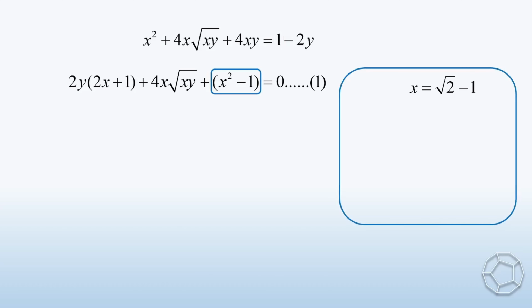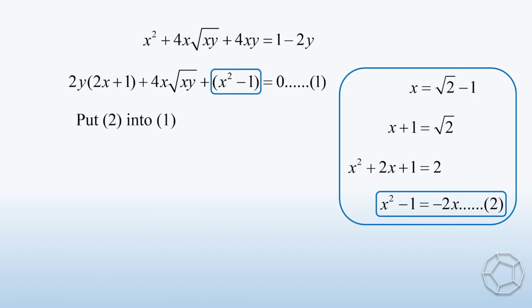From the value of x, we have x plus 1 is equal to square root 2. Squaring both sides, then x squared plus 2x plus 1 is equal to 2. In other words, x squared minus 1 is equal to negative 2x. Let's call this equation 2 and put this back into equation 1 like this. Now, we can divide both sides by 2 to get a simpler equation.